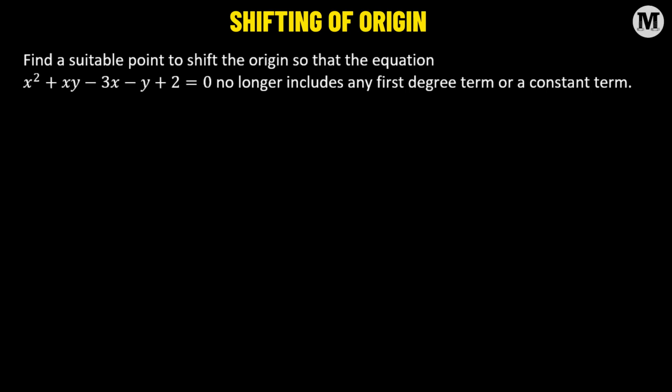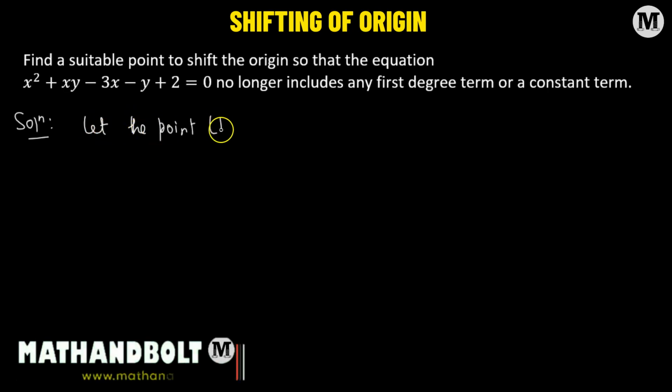So in this problem, we need to find a suitable point such that when we shift the origin, the equation x squared plus xy minus 3x minus y plus 2 equals 0 no longer contains any first degree term or a constant term. So let's begin. Let the point (h, k) be the new origin.